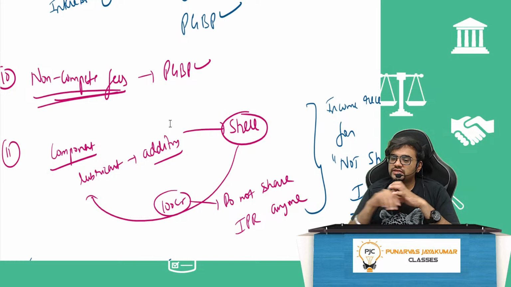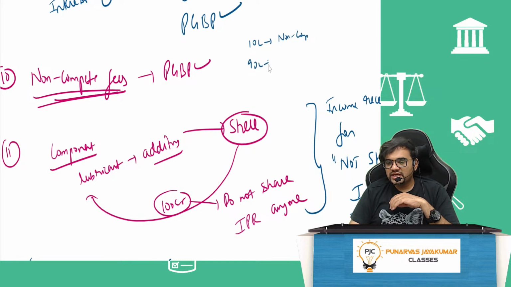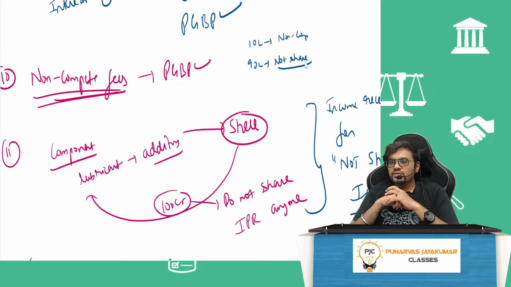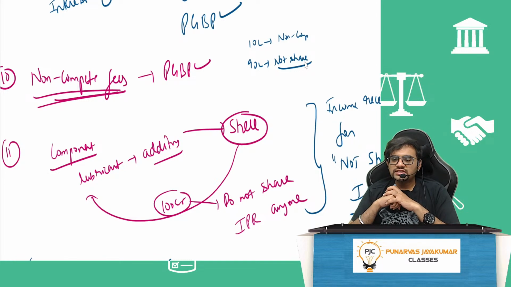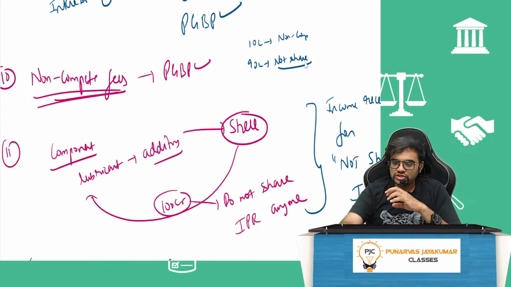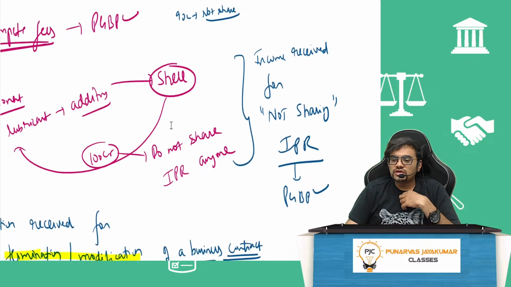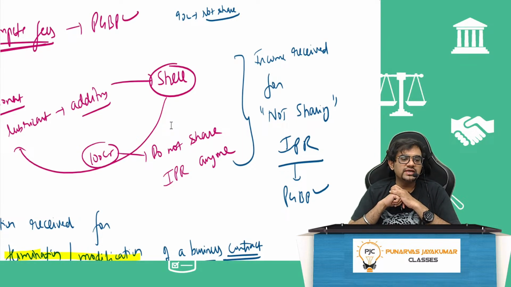On the other hand, if they split that payment, they said 10 lakhs is for non-compete, don't compete anywhere else. 90 lakhs, do not share your secret with anybody else. This is your secret formula which I have taken. Do not sell this secret product anywhere else. Is this also PGBP? Yes, because PGBP will involve 2 components. One, don't compete. Second one, don't share also. So income received for not sharing intellectual property right is also PGBP.